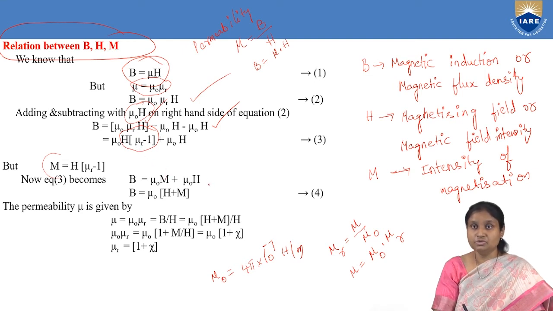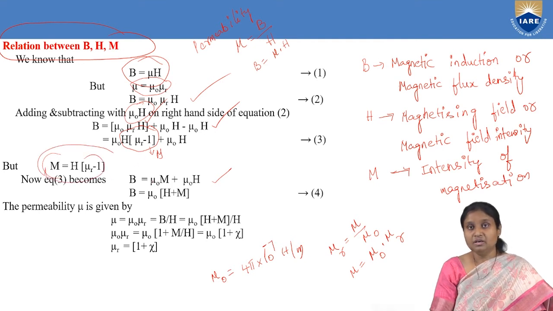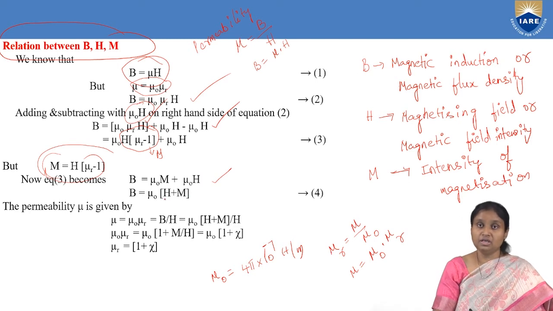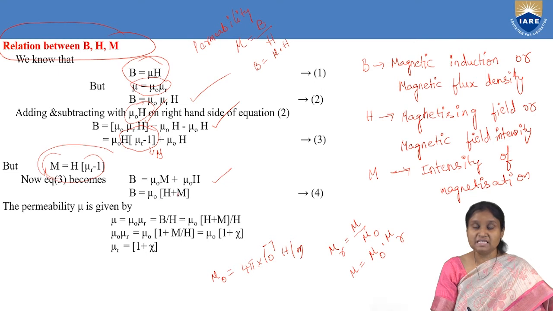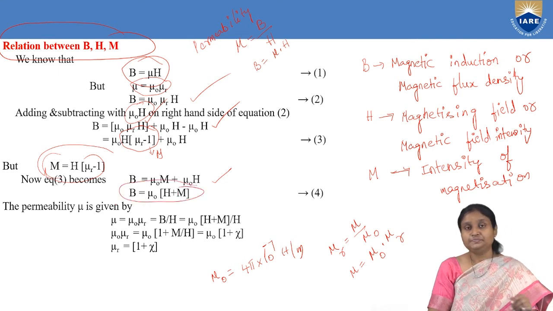Going by this relation, I am substituting M. So this will become mu naught into the intensity of magnetization M plus mu naught into the magnetic field intensity H. And if I take out mu naught common, what I have in the brackets is H plus M. This is a very important relation.